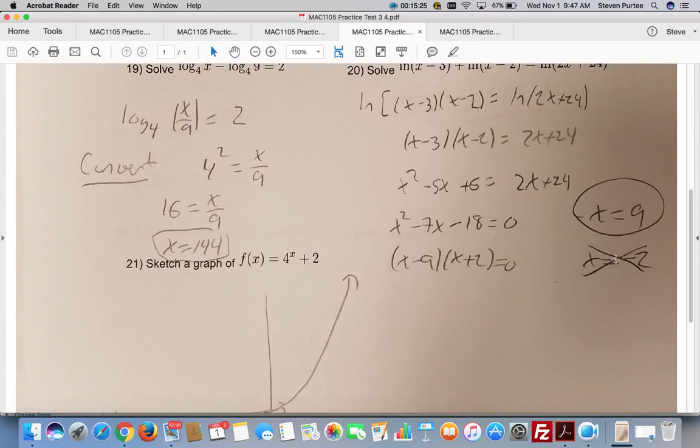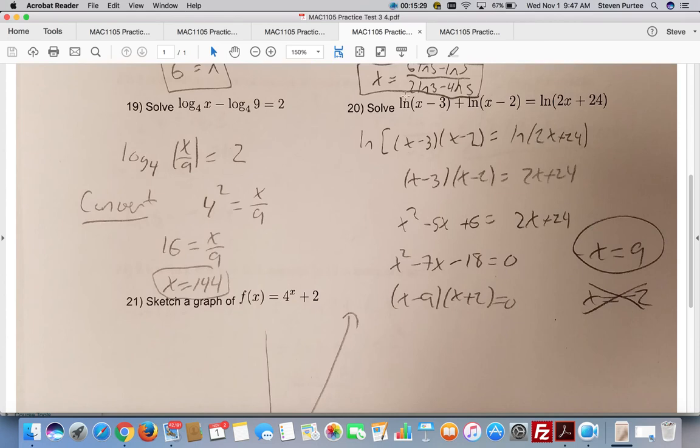But I must check my solutions in the original equation. Okay, if I plug in a 9, I get log of 6. That's fine. I get log of 7. That's fine. And let's see, that'd be 18 plus 24. That's positive. That's all I care about. 9 is okay. If I try negative 2, though, negative 2 minus 3 is negative 5. I can't take log of negatives. That negative 2 is no good.